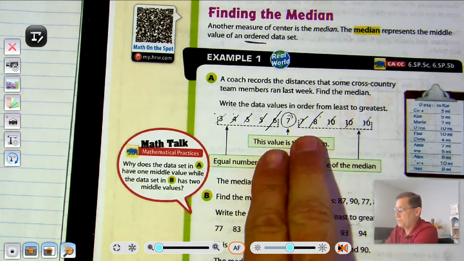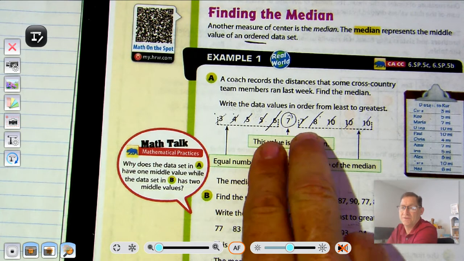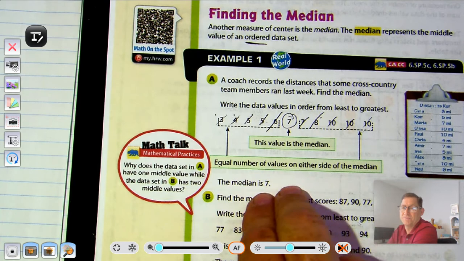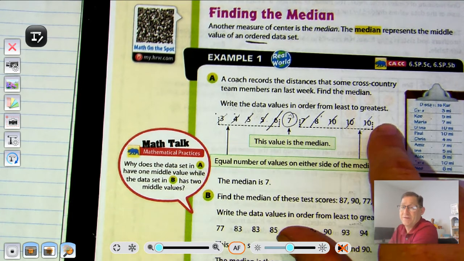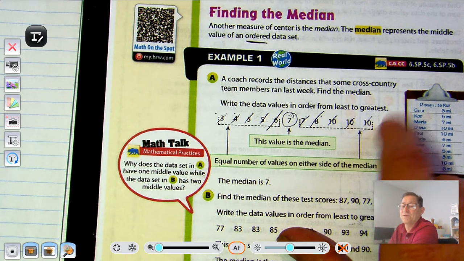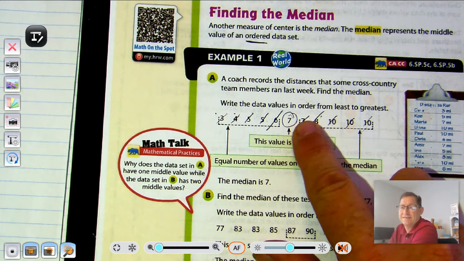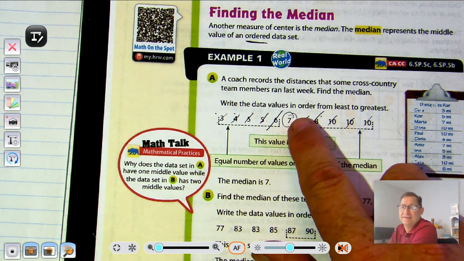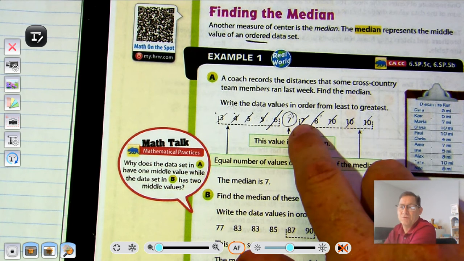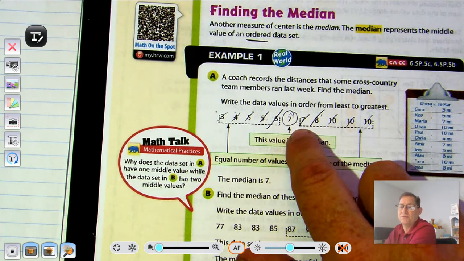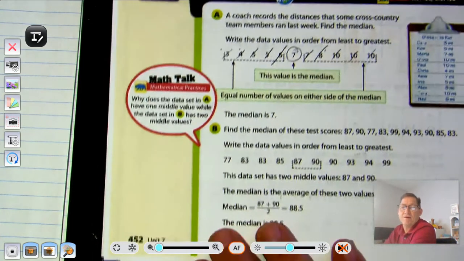Now, if we happen to have 2 numbers in the middle, we're going to have to add those 2 together and divide by 2. So when we have an even number of data points, like let's say if we had one more here, we'd have 12. Well, you couldn't get down to like say 7 and, I don't know, let's say 2 7s. In that case, we'd add the 2 7s together and divide by 2. They give us 7.